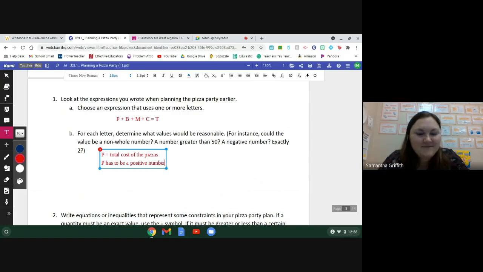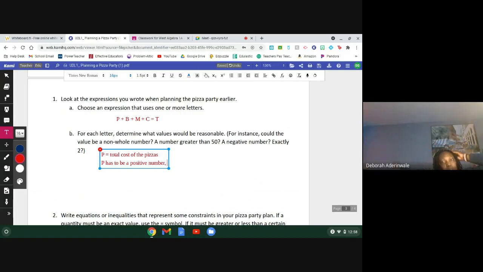Positive number. You said it can't be negative. Why can't it be negative? Because we are paying for the pizza. Little Caesar will not sell on debt and allow you to owe them. You have to pay before you pick the pizza up.